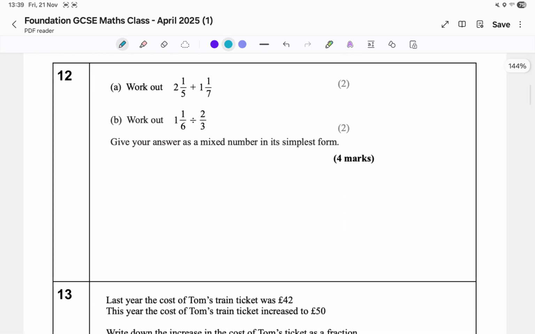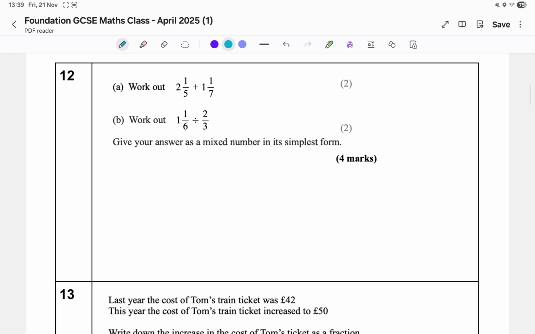Right, moving on to fractions. Work out 2 and 1/5 plus 1 and 1/7. You can't do anything with mixed numbers, so you need to convert them to improper fractions. So 2 times 5, add 1. 2 times 5 is 10, 10 add 1 is 11, 11 divided by 5, plus 7 times 1 is 7, add 1 is 8 divided by 7. Give your answer as a mixed number in its simplest form. So we need to give it as a mixed number.